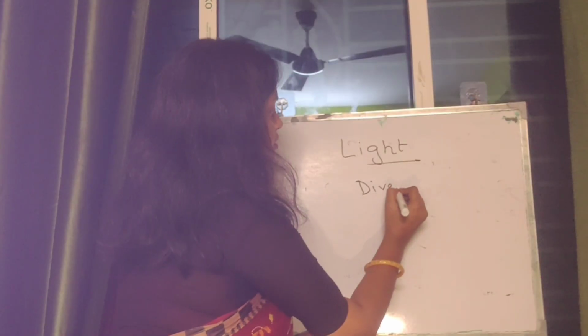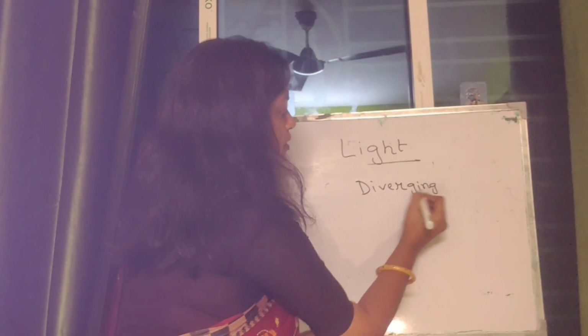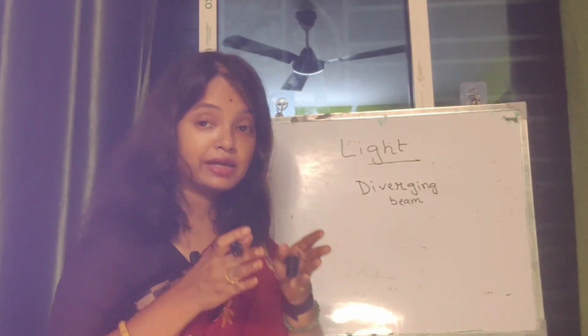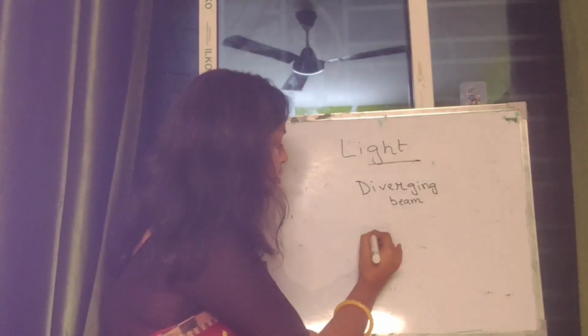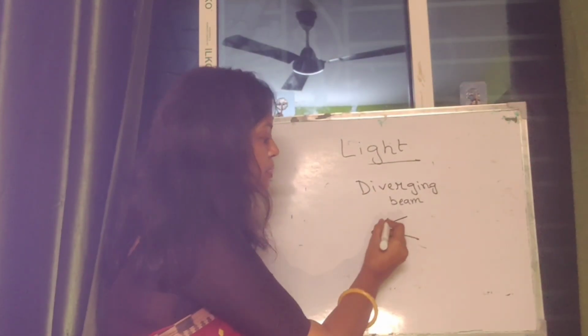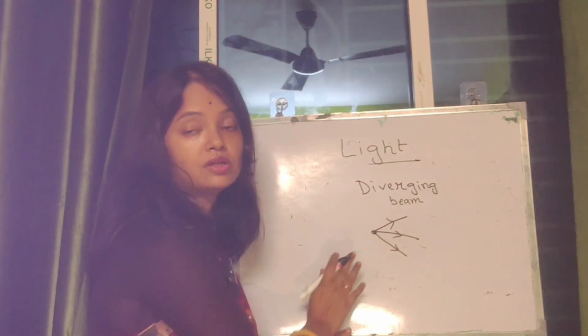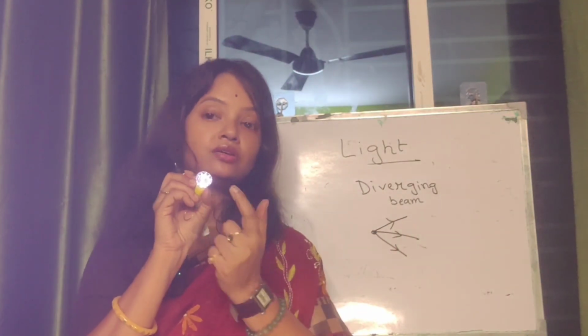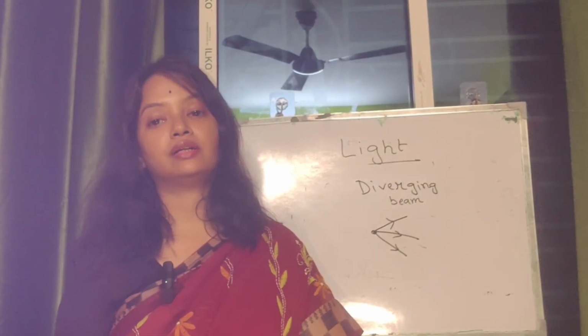Diverging beam. That is, the light rays are getting scattered from a single point. This is called diverging beam. Like a torch, there the light rays are getting scattered from a single source. That is called diverging beam.